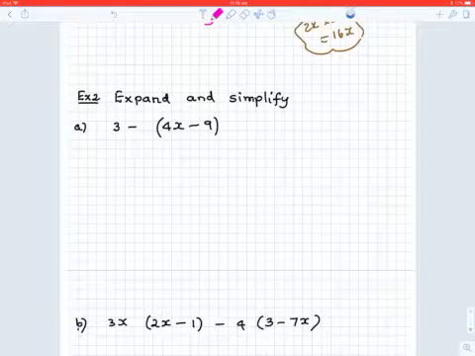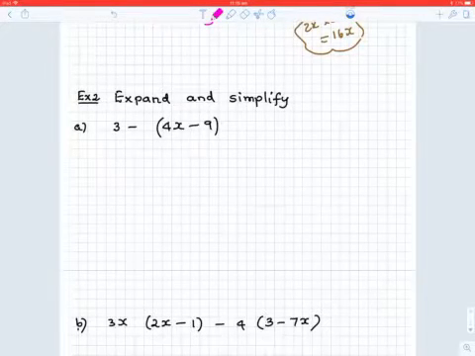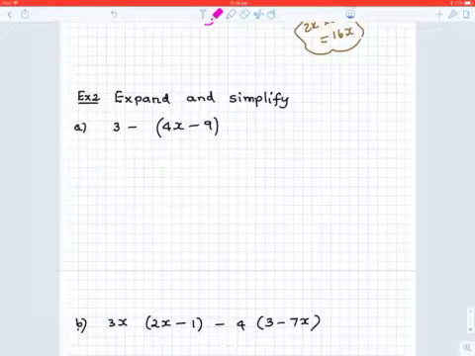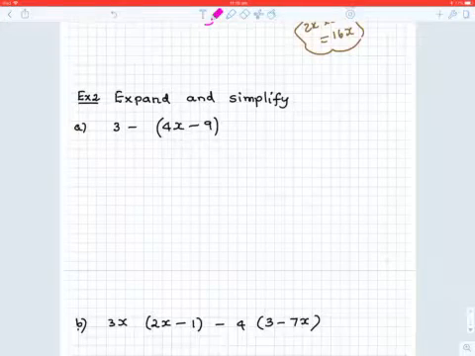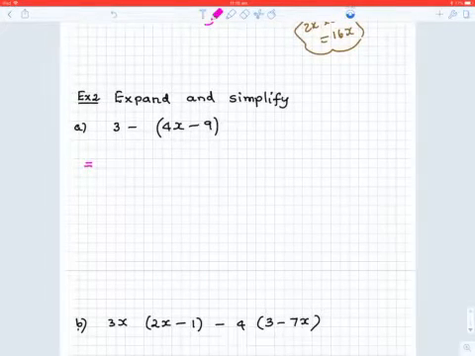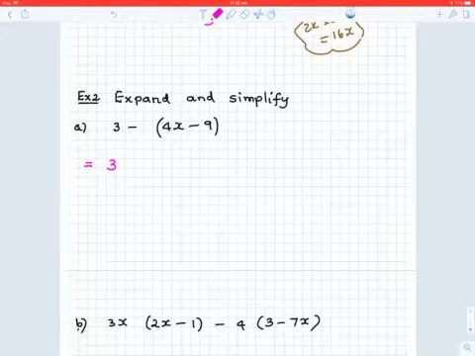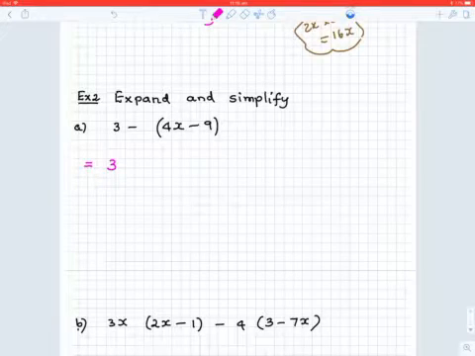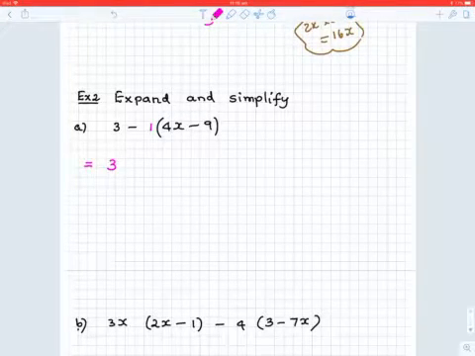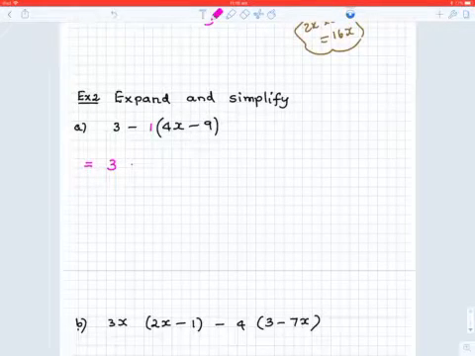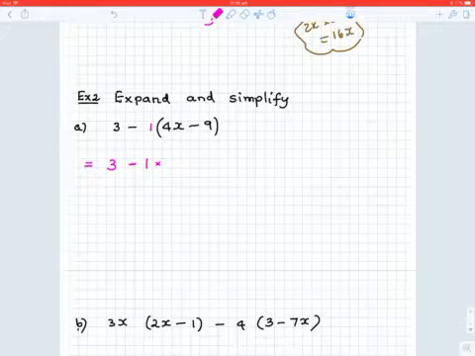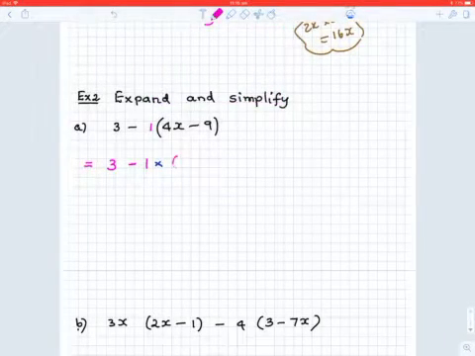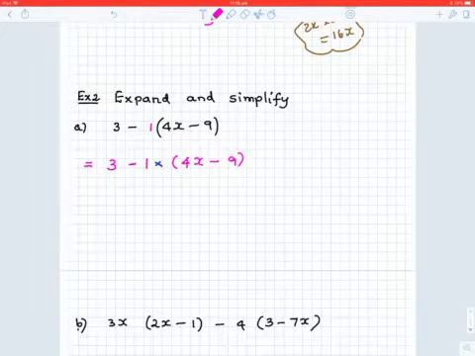When I look at this question, you have to expand and simplify. In the previous question we did only expanding, but now we expand and simplify. This 3 has nothing to do, so we can leave the 3 as it is. Then minus, you have a bracket. You don't see any number in front of the bracket, so I'm going to put a 1, because if nothing, it means 1 times this. I'm going to rewrite the question as 1 times, with a times in between, and then the bracket 4x minus 9.